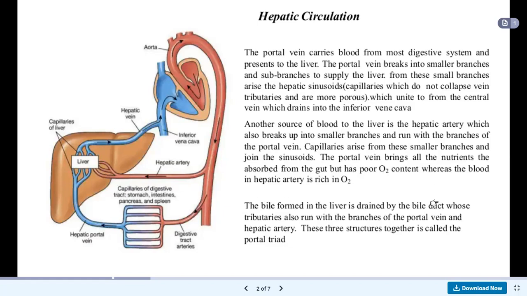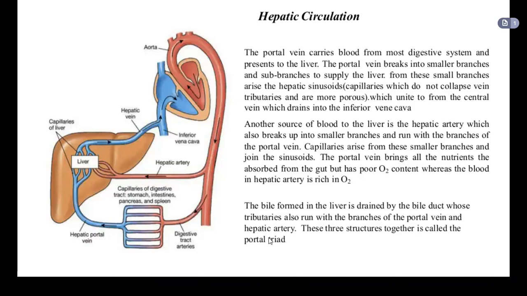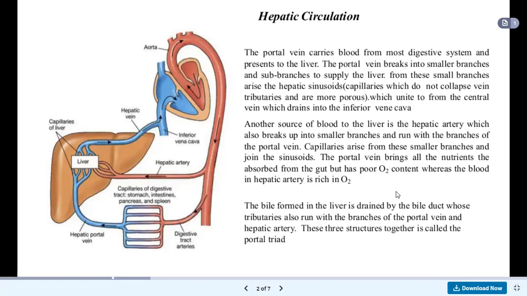So three of them come together to form what we call the portal triad. So if you are asked in an exam, what is the portal triad? You would say that the portal triad is a combination or represents branches of the portal vein, the hepatic artery, and the bile ducts.